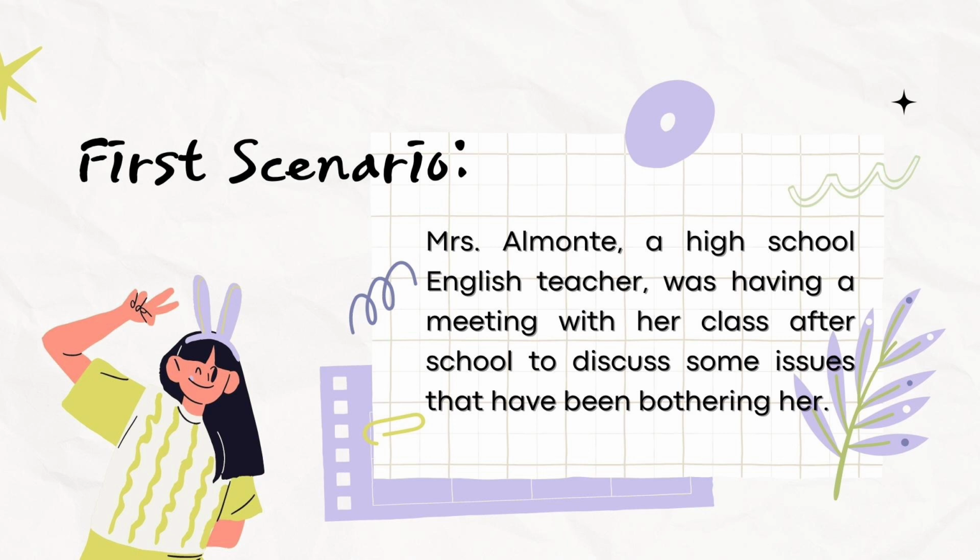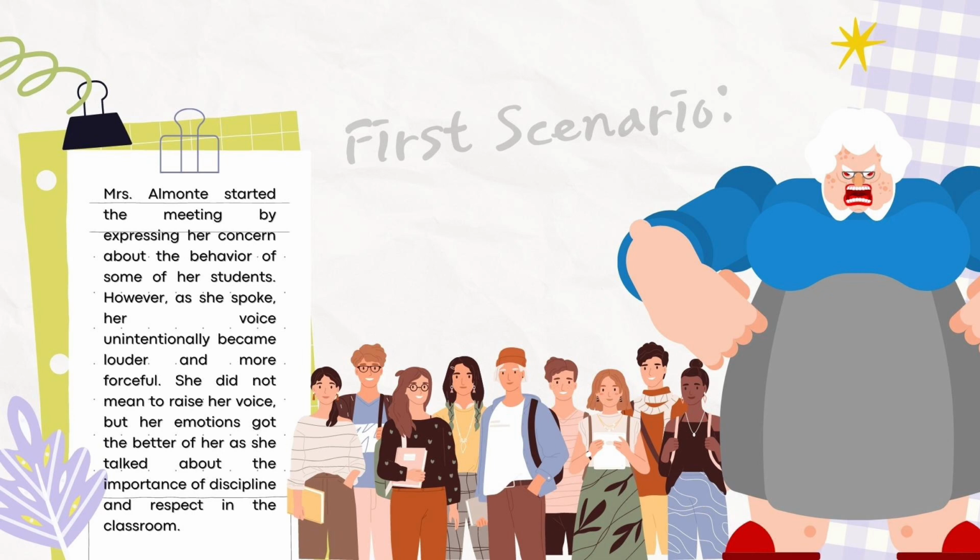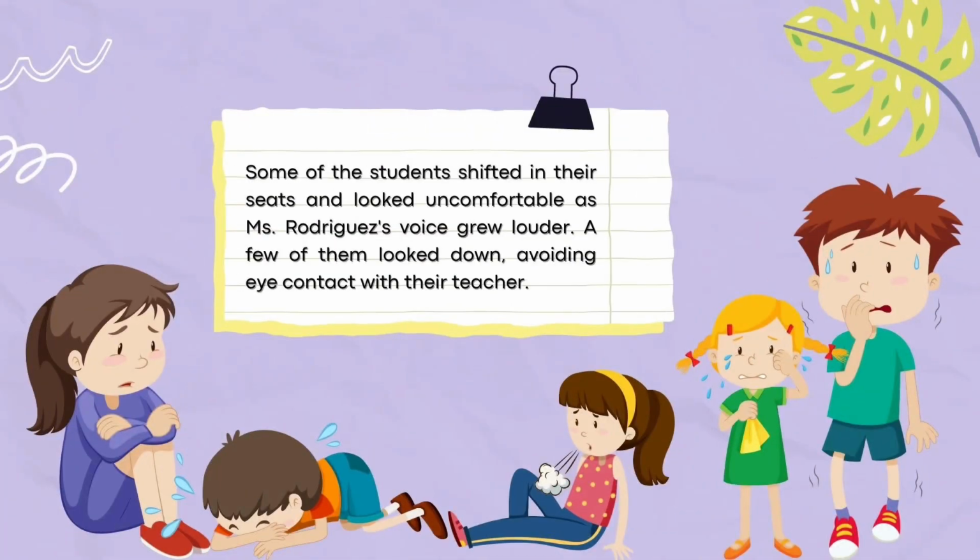To understand further, let us see these sample situations. And for our first situation, Mrs. Almonte, a high school English teacher, was having a meeting with her class after school to discuss some issues that have been bothering her. Mrs. Almonte started the meeting by expressing her concern about the behavior of some of her students. However, as she spoke, her voice unintentionally became louder and more forceful. She did not mean to raise her voice, but her emotions got the better of her as she talked about the importance of discipline and respect in the classroom. Some of the students shifted in their seats and looked uncomfortable as Mrs. Almonte's voice grew louder. A few of them looked down, avoiding eye contact with their teacher.